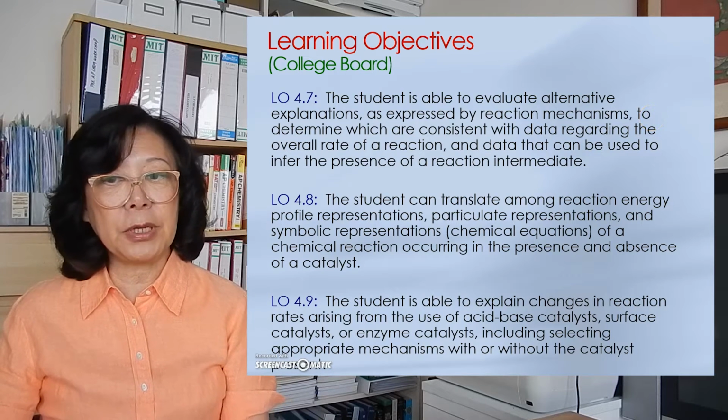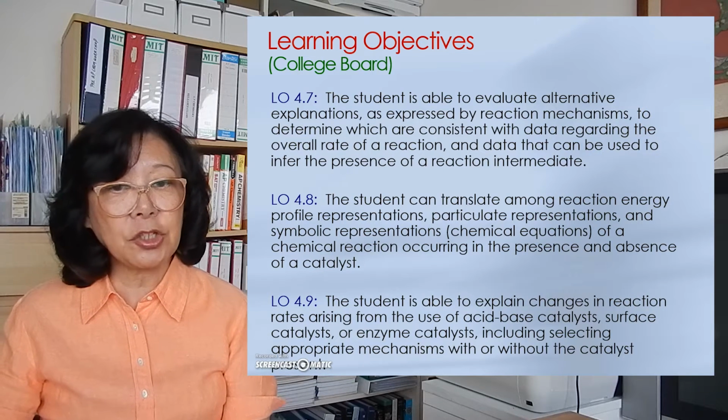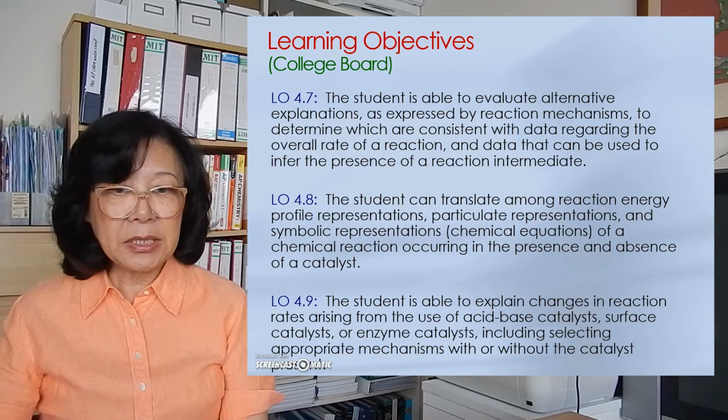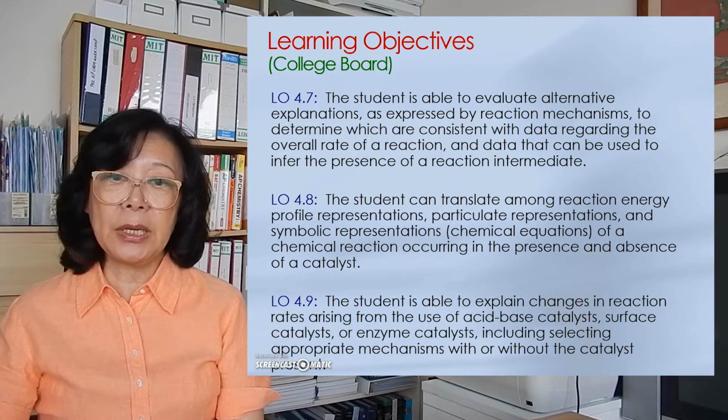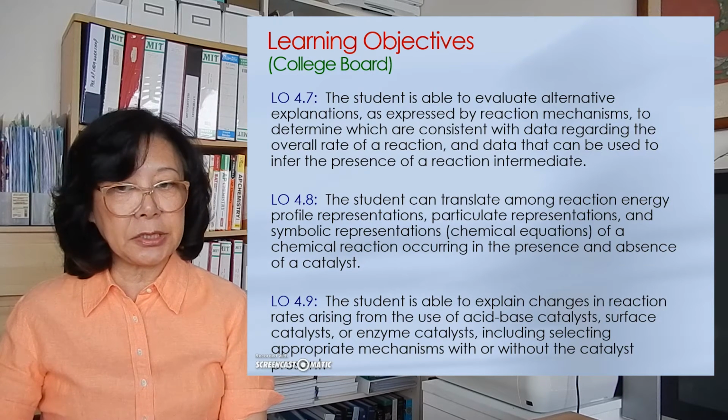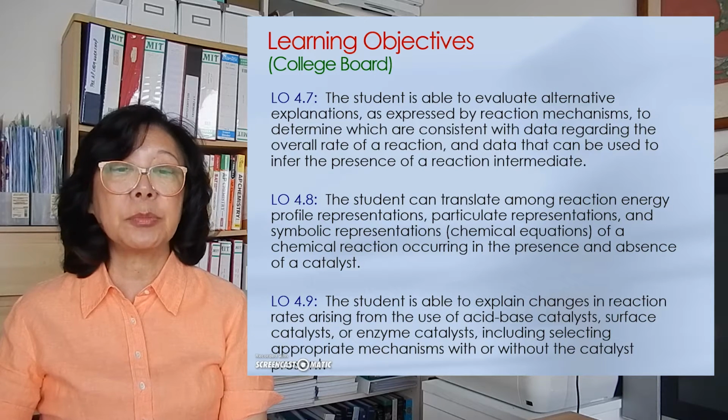4.9, the student is able to explain changes in reaction rates arising from the use of acid-base catalyst, surface catalyst, or enzyme catalyst, including selecting appropriate mechanisms with or without the catalyst present.